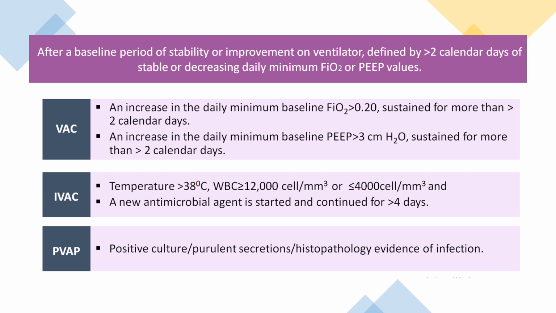An increase in the daily minimum baseline PEEP of more than 3 units sustained for more than 2 calendar days is considered the VAC. The IVAC is a temperature of more than 38 degrees or WBC higher than 12,000 or less than 4,000, and then a new antimicrobial agent is started and continued for more than 2 days. VAP, that is ventilator pneumonia, is constituted by positive cultures, purulent secretions, and histopathology evidence of pneumonia.